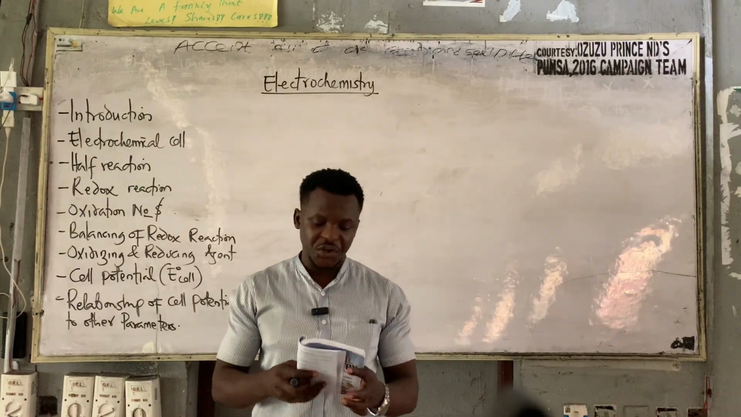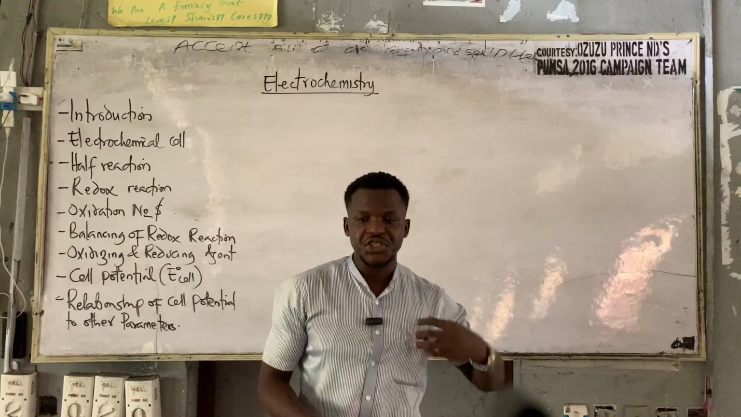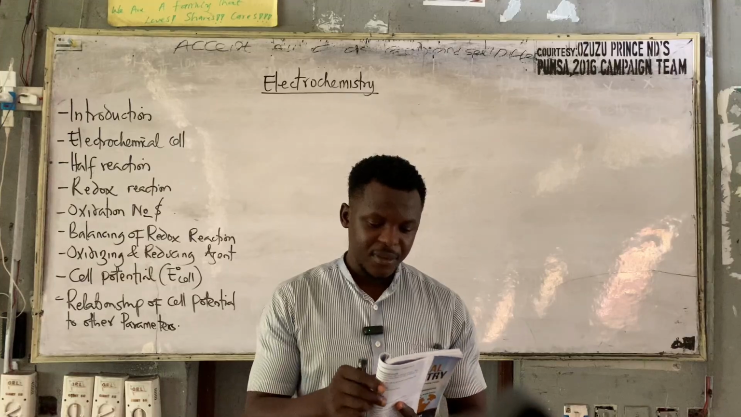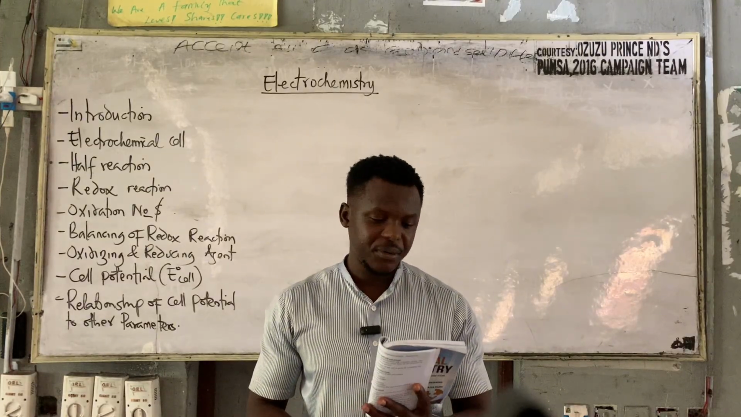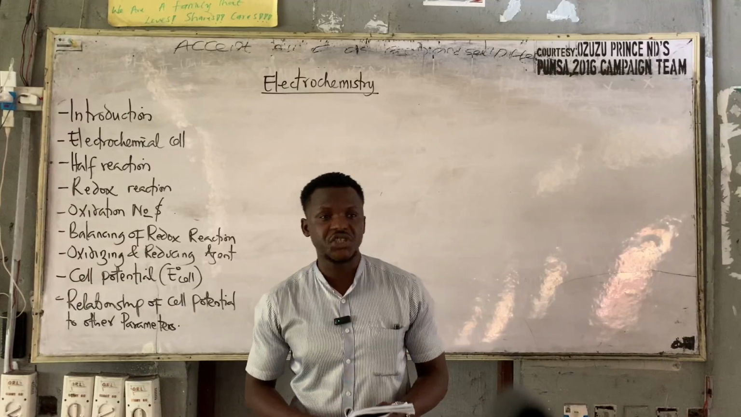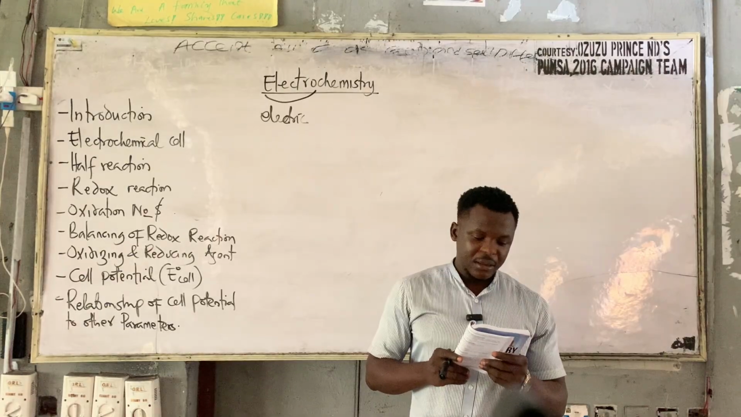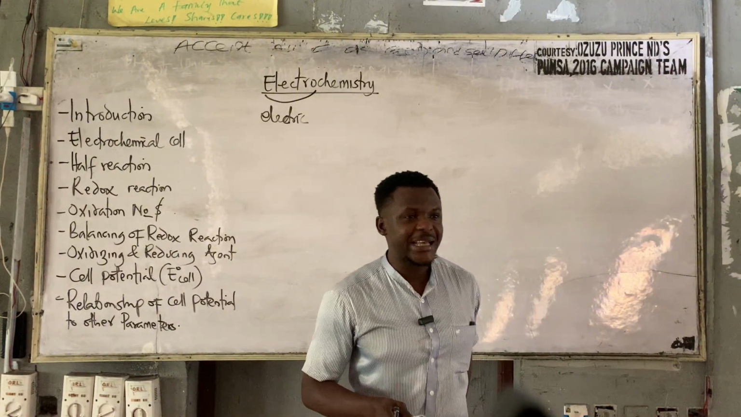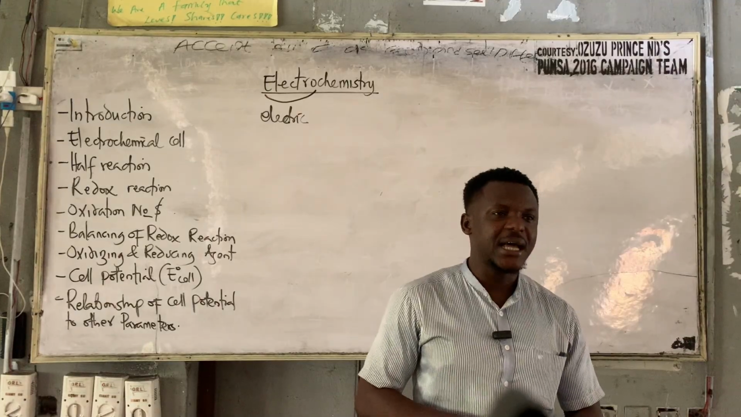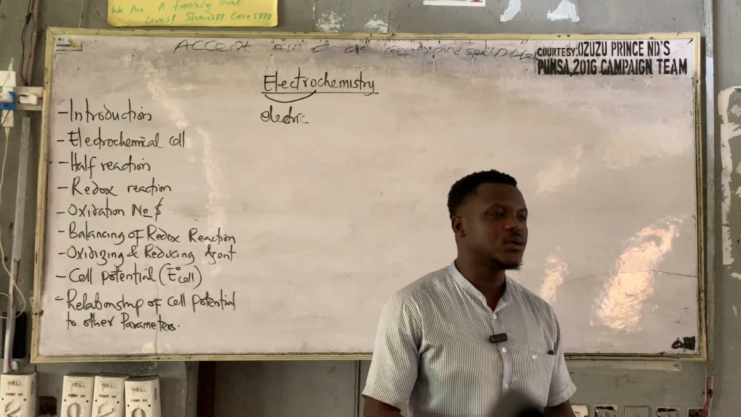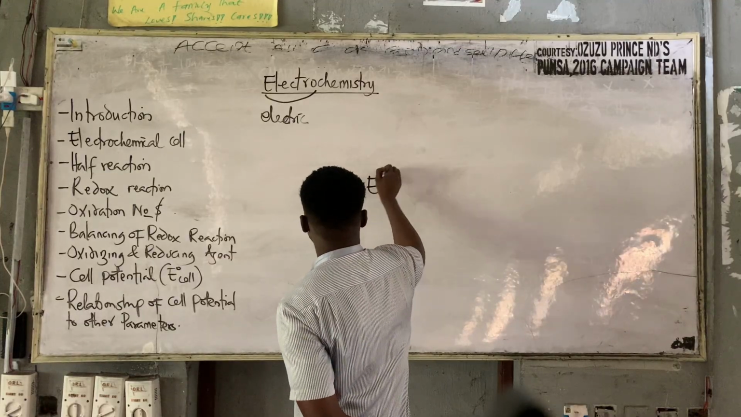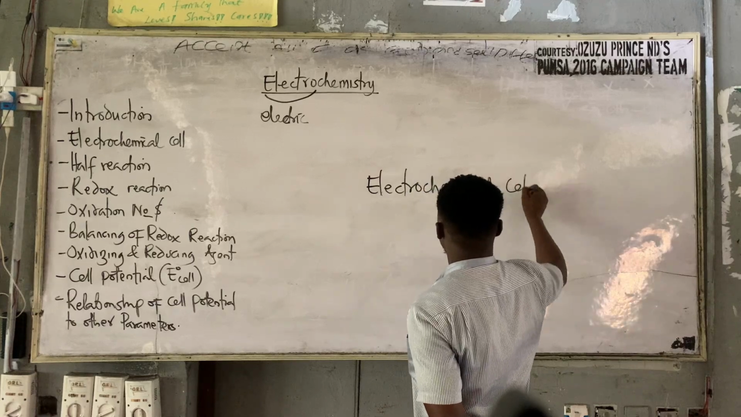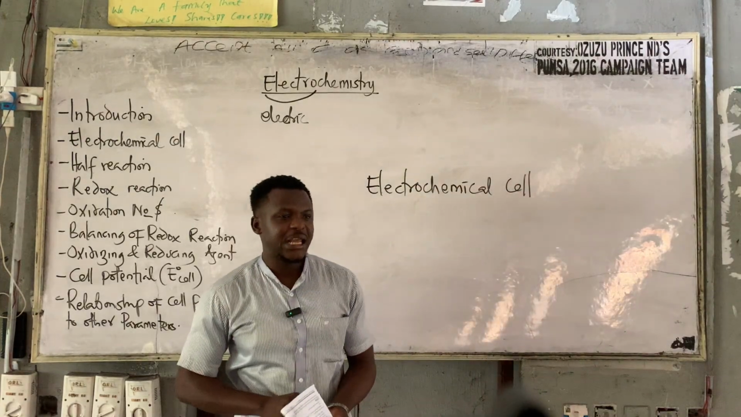Electrochemistry is a branch of chemistry that studies the relationship between chemical reactions and electricity. An electrochemical process takes place in a cell, and this cell is known as an electrochemical cell.